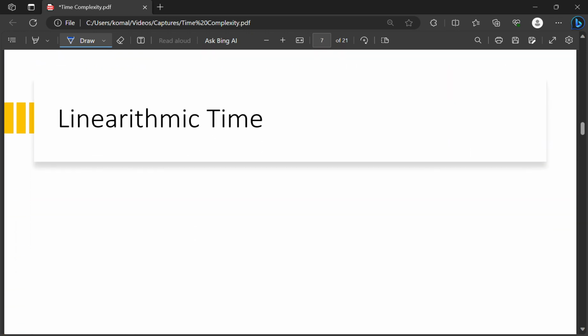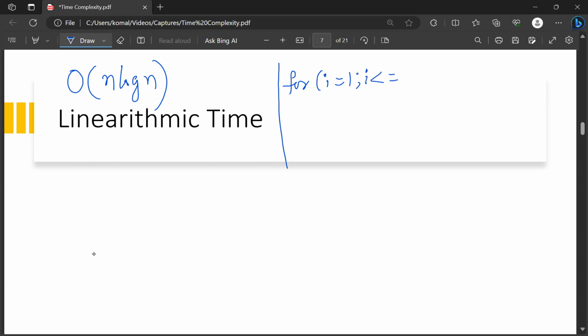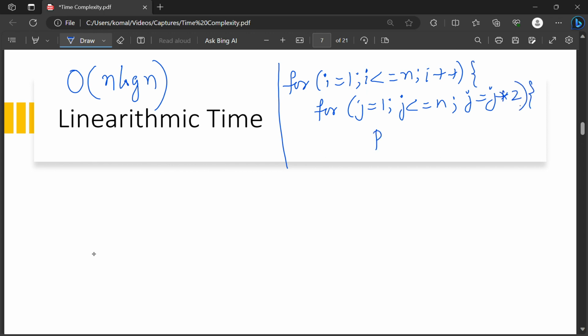Next, linearithmic or log linear time. It is represented as big O of n log n time complexity. One example I can take for this is: for I equal to 1, I less than or equal to n, I plus plus, for j equal to 1, j less than or equal to n, j equal to j multiplied by 2, printf hello.